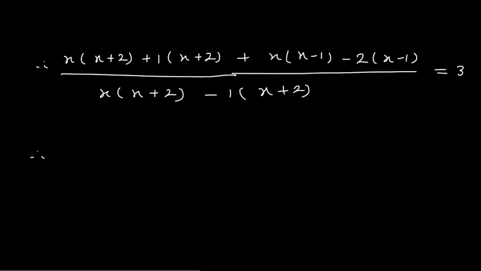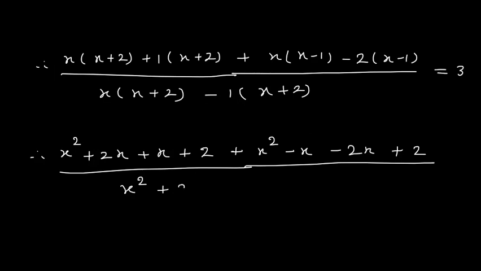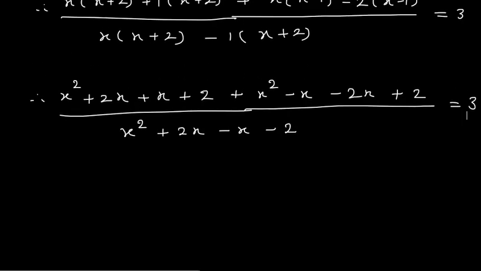So therefore x square plus 2x plus x plus 2 plus x square minus x minus 2x plus 2. Okay, what have we done? We opened the bracket. Divided by, similarly here in the denominator it is x square plus 2x minus x minus 2, and on the right hand side we have 3.